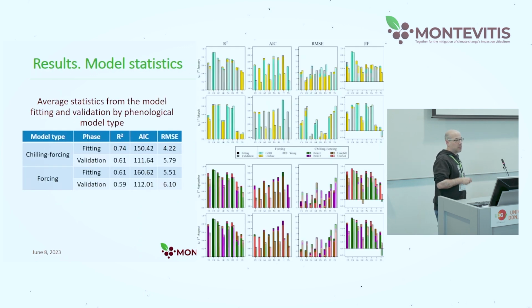And then if we look at the results, here we have this histogram composition of the different models for the different varieties. But going to summarize the data, we have that usually the fitting data was better for the chilling forcing models than the forcing models. And as we can imagine, the fitting was always better than the validation data.